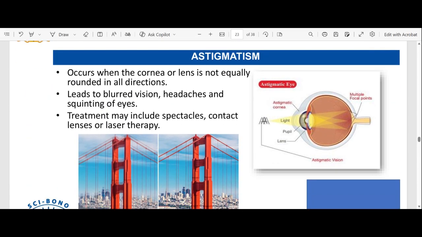right? Let me go back to astigmatism because we didn't include treatment. So how can we treat astigmatism, right? The treatment includes spectacles or contact lenses, or we can do a laser therapy, right? So there are three possible treatments when it comes to astigmatism.